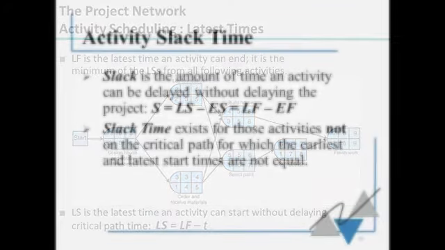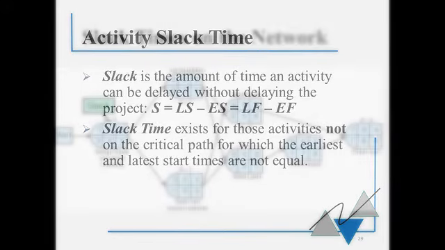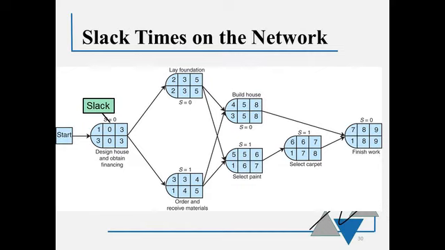The difference between the latest start time and the early start time is called the slack. That will also equal the difference between the latest finish time and the early finish time if you've done all your addition correctly. That's the time where we can delay that activity a little bit, and it won't delay the entire project. You will notice that on the critical path, the slack time is 0. Nothing on that path can be delayed without delaying the entire project.